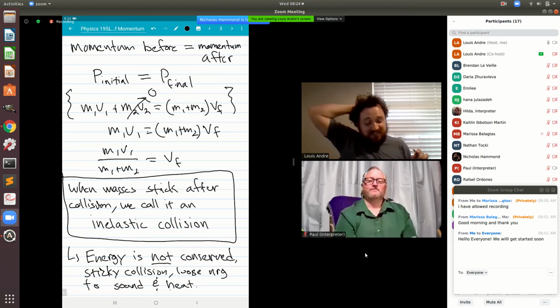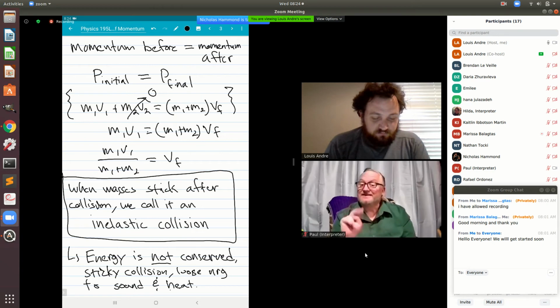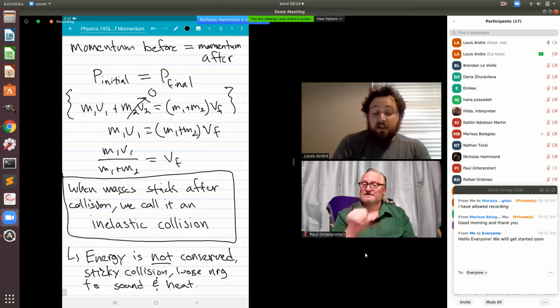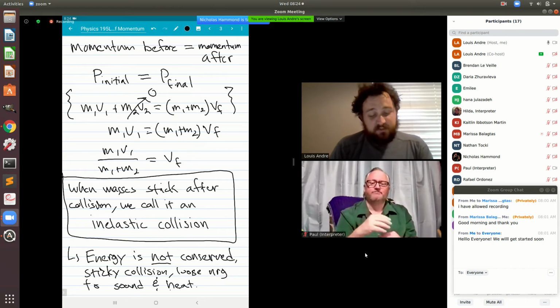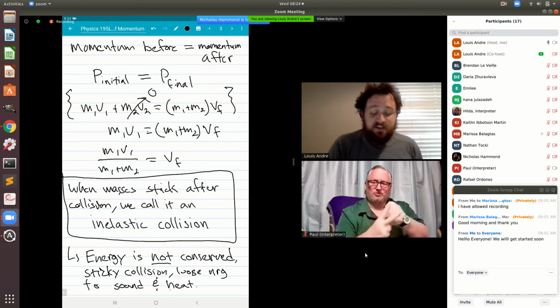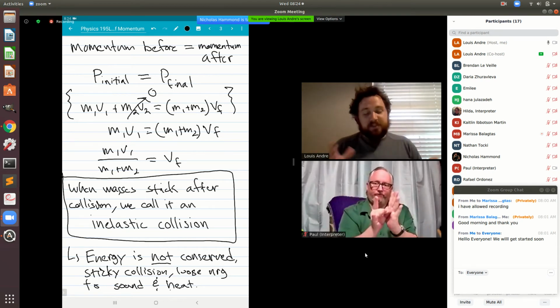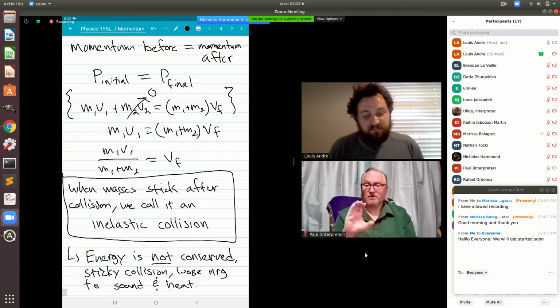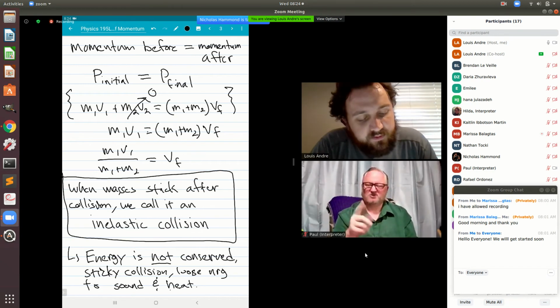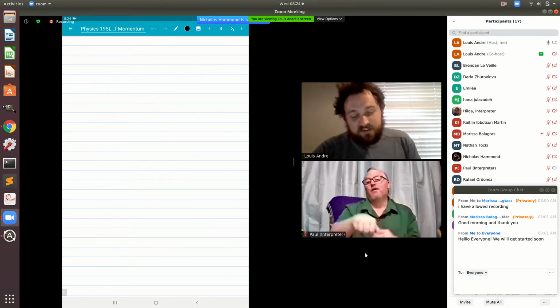So in an inelastic collision, energy is not conserved. An inelastic collision is where the two stick together. Masses stick after the collision. We call it inelastic, and in that case, energy is not conserved. Okay, so I'm kind of wrapping that up into a nice little bow. The other form of collisions we can have is elastic collision.